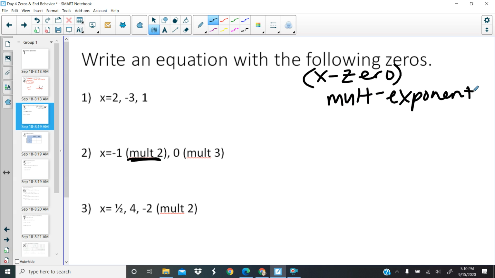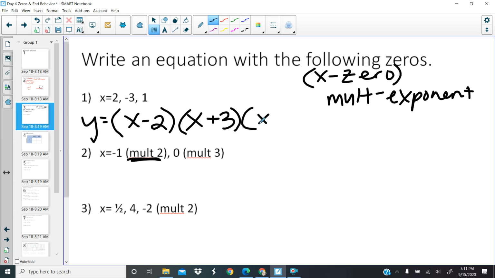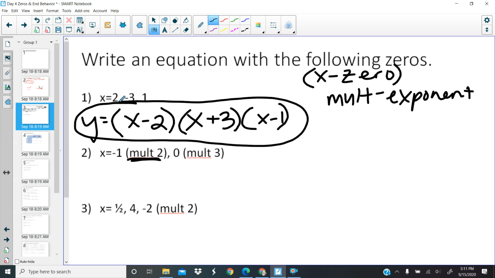So with that, we're going to start with number 1. You would have y equals, and then we're just going to leave these in factored form for now. You may be asked to multiply them out and put them in standard form, but for the purposes of today, when we're just talking about zeros, we can leave them in factored form. So we're going to go through each of these zeros. x minus the zero, which is 2, so I would do x minus 2. x minus -3 is going to give me x plus 3, and then just x minus 1. And then you can just leave the equation in that factored form, and that would be the answer to number 1.